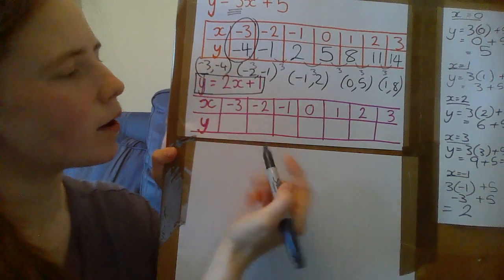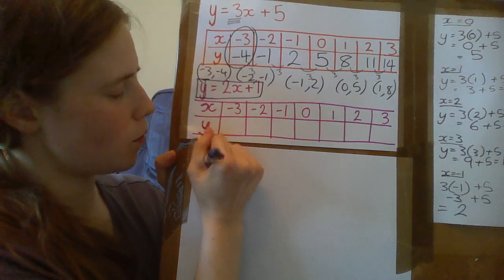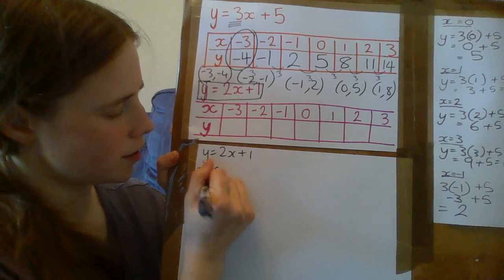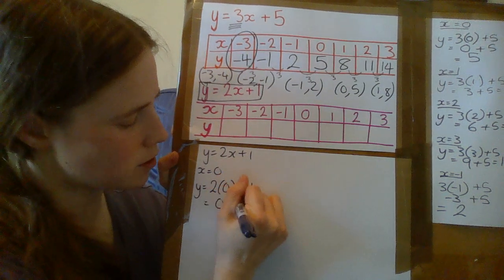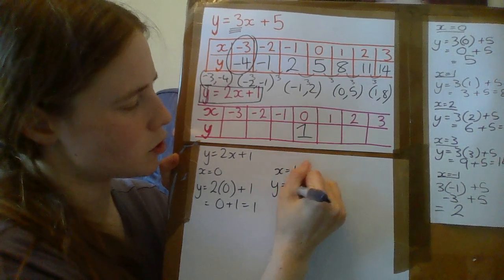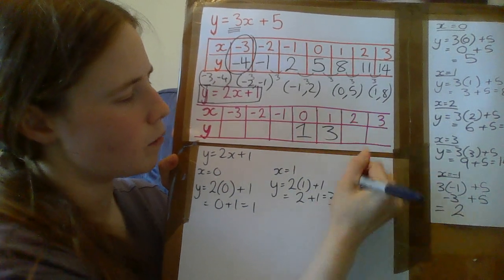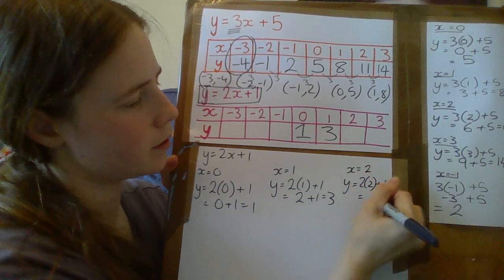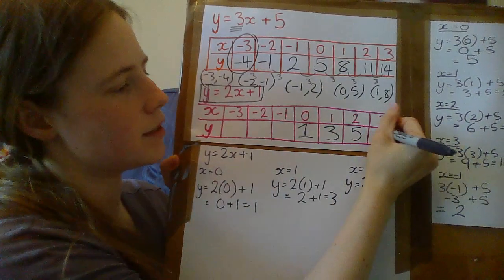I'm going to start off with 0 because that's easiest, and then work up and then do the hardest ones at the end. So I've got y equals 2x plus 1, starting when x is 0. So y is going to be 2 lots of 0 plus 1. 2 zeros is 0, plus 1 is 1. For when x equals 1, y equals 2 lots of 1 plus 1. 2 plus 1 is 3. When x equals 2, y equals 2 lots of 2 plus 1, that comes out as 5. 2 lots of 3 is 6, plus 1 is 7.